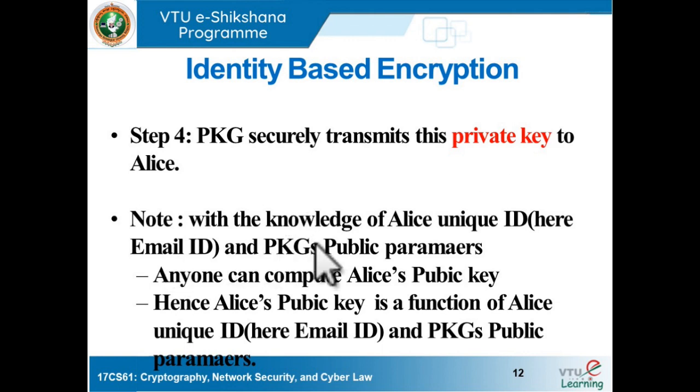Now note that Alice's unique ID and the PKG's public parameters are all public, right? The email ID is known to everyone, and also the private key generator's public parameters are known to anyone. With these two pieces of information, anybody is able to compute Alice's public key. Alice's public key is a function of Alice's email ID that is unique to Alice, and also the PKG's public parameters. So now over here we can see how we get the public key of Alice.